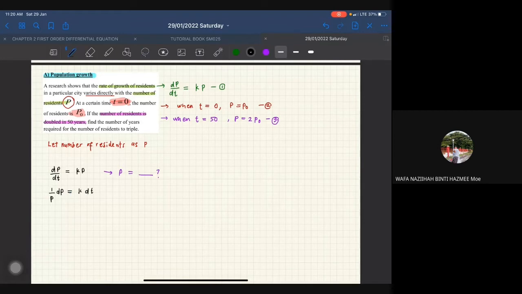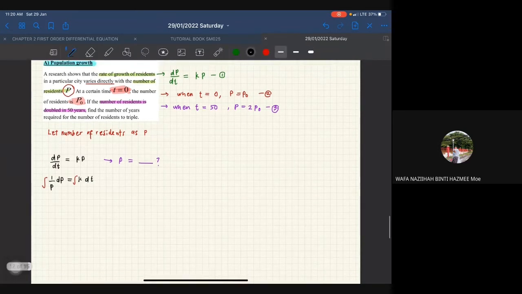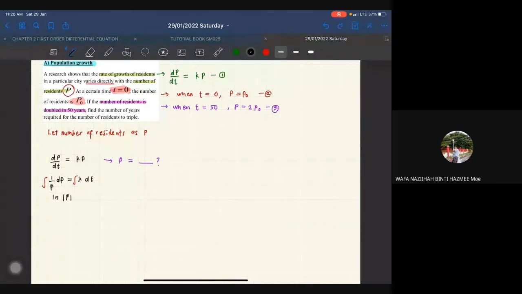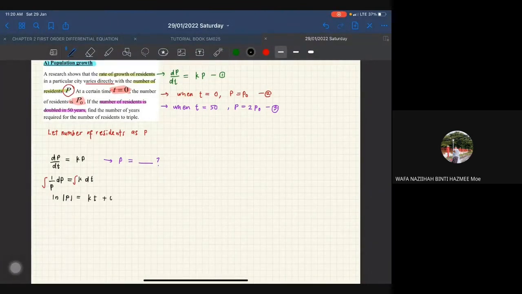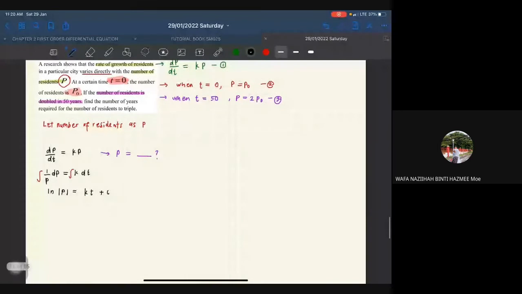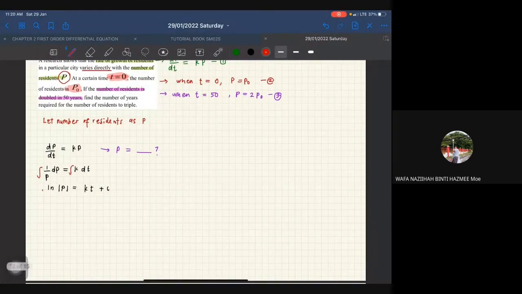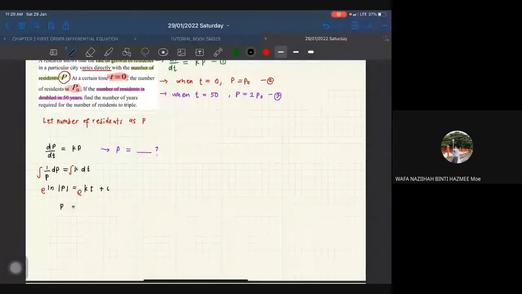Okay, so now we just put the integral sign dekat both sides. Okay, so now let's integrate. Okay, so bila integrate, kita akan dapat ln p, which is equal to kt, and then don't forget to plus c. Okay, so kita nak jadikan p as a subject. So kita akan exponentkan both sides. Okay, so we exponent both sides. So what do you get from left hand side is just p. Okay, modulus tu tak payah, tak perlu letak. Okay, and then yang belah kanan kita akan dapat e power of kt plus c.